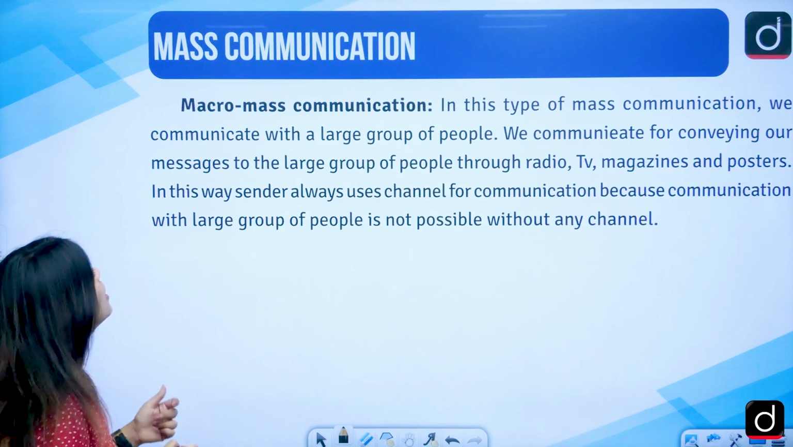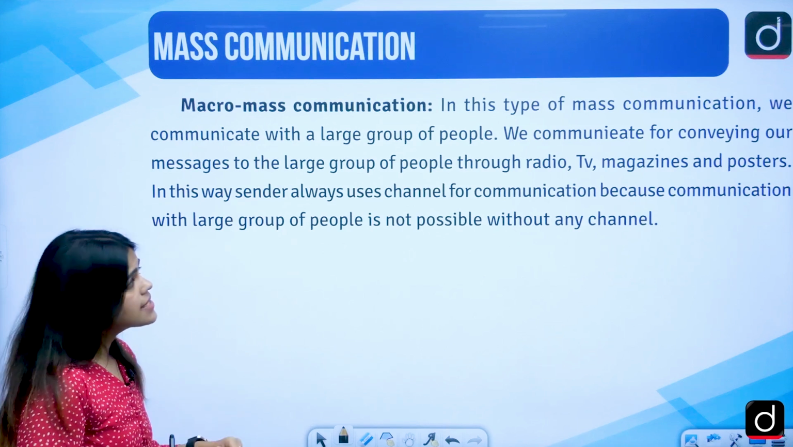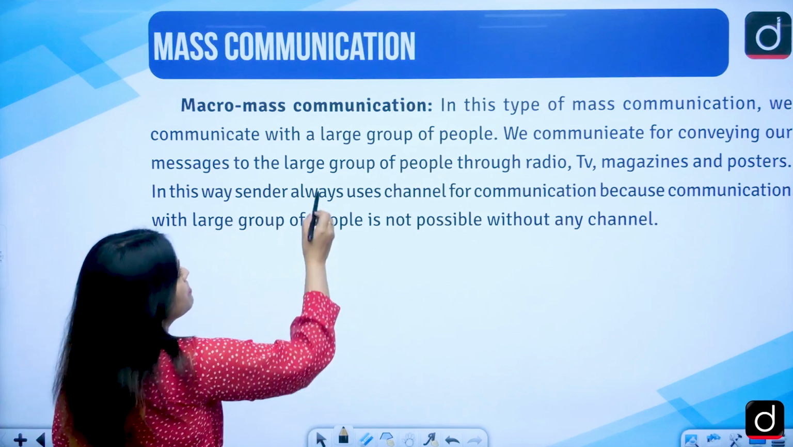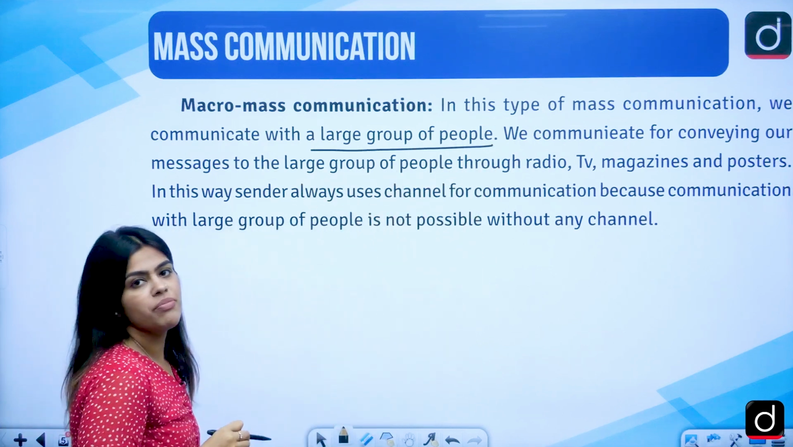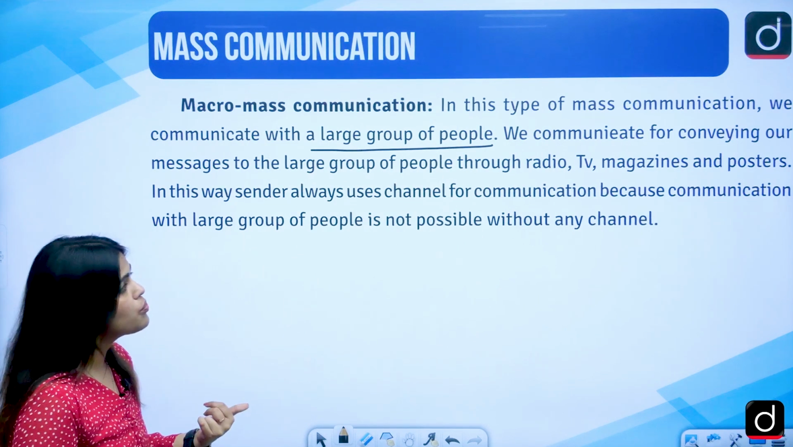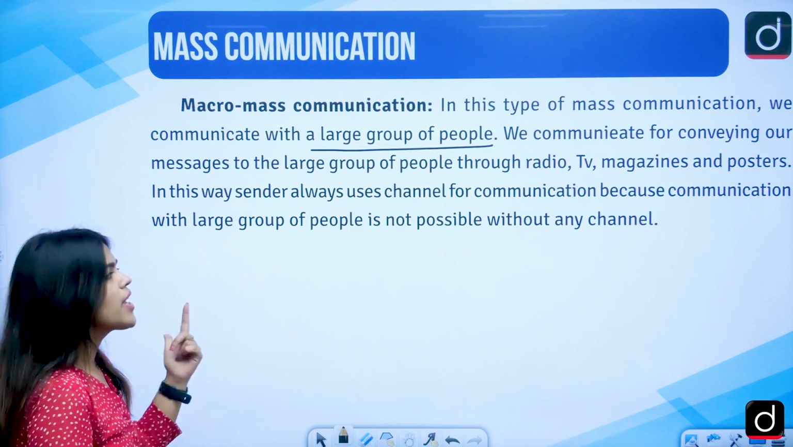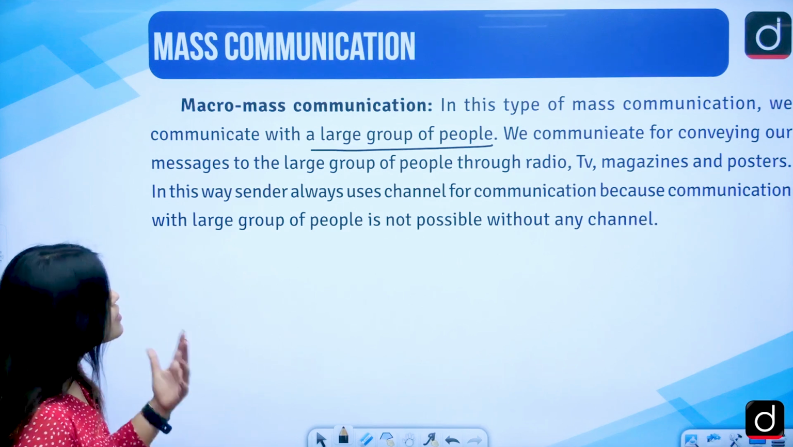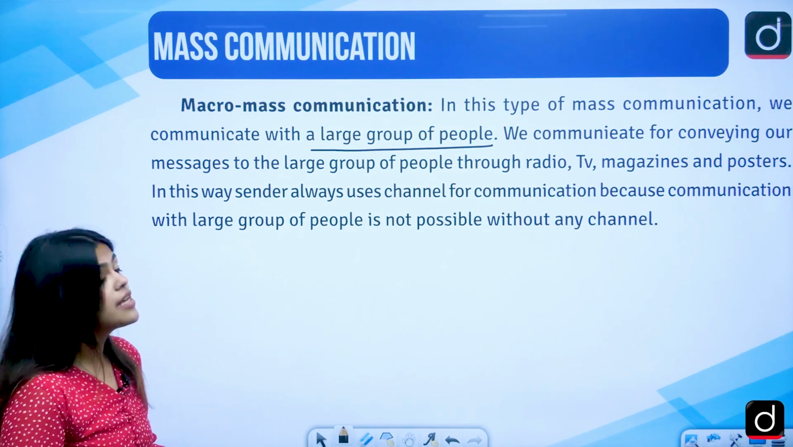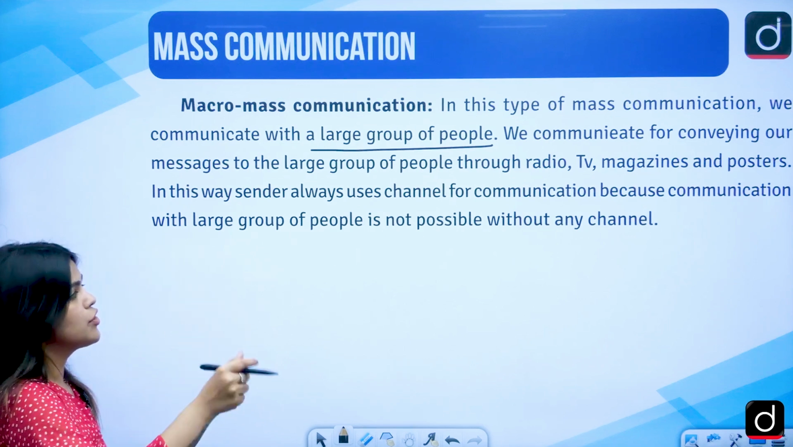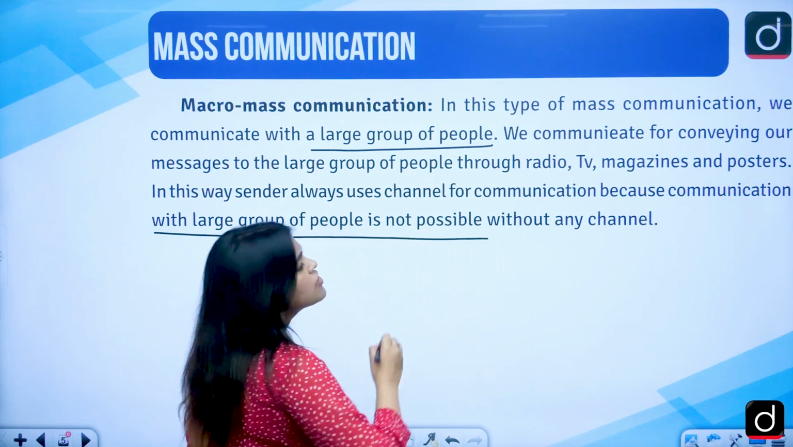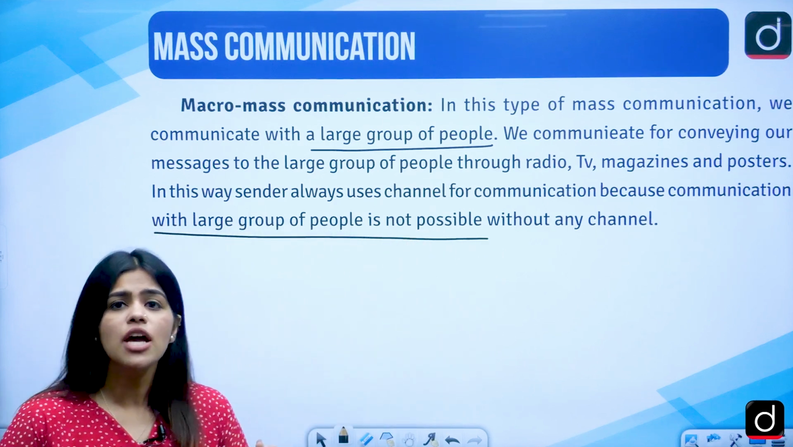Then we have macro mass communication. In this type of mass communication, we communicate with a larger group of people. We communicate for conveying our messages to the larger group of people through radio. We can use TV, we can use magazines or posters or the podcast as well. In this way, the sender uses some channel for talking to the different people because communication with large people is not possible without using any channel, right?